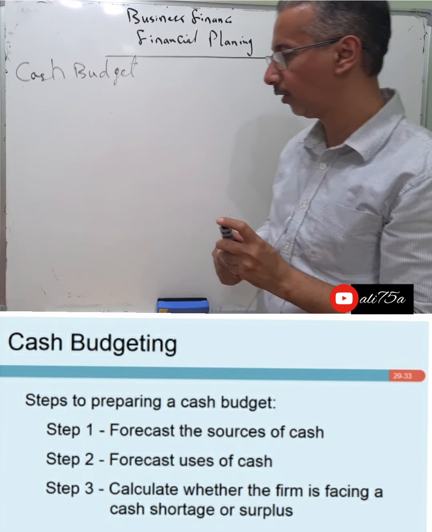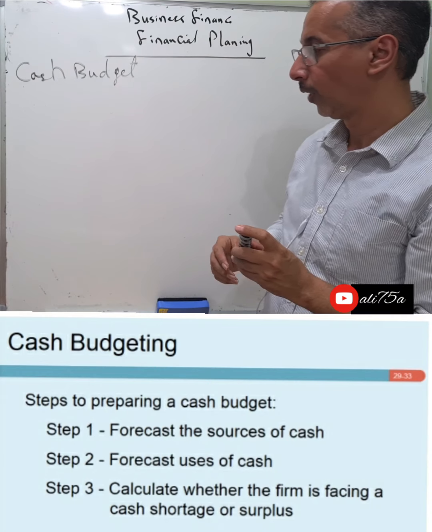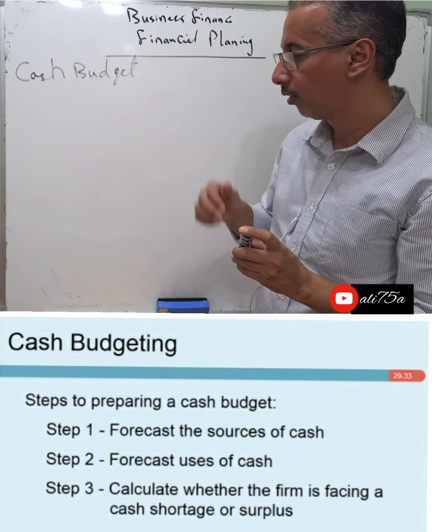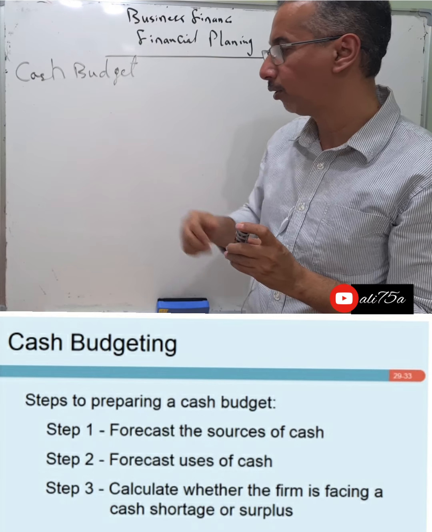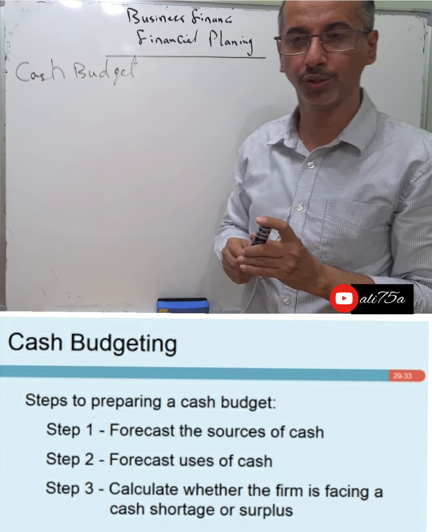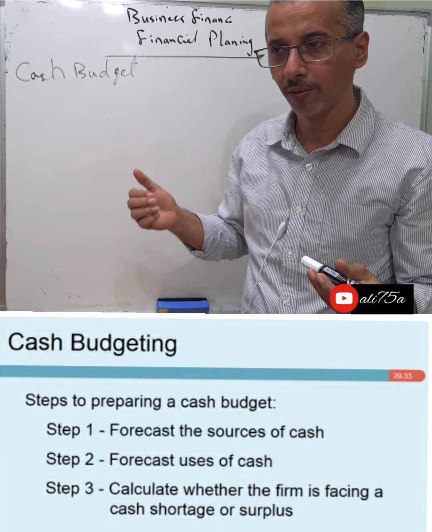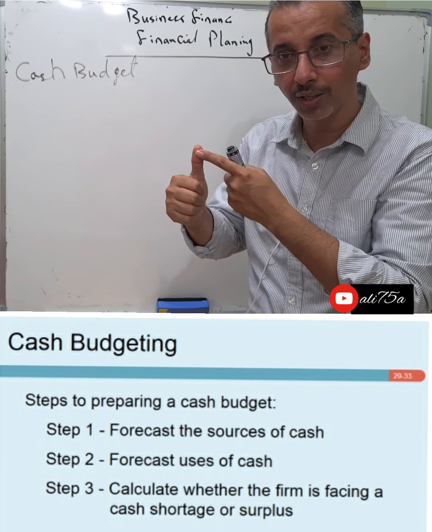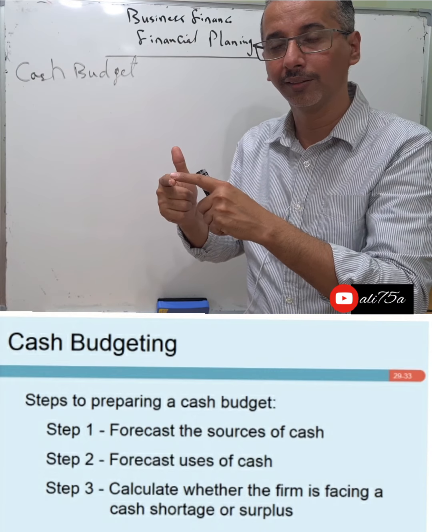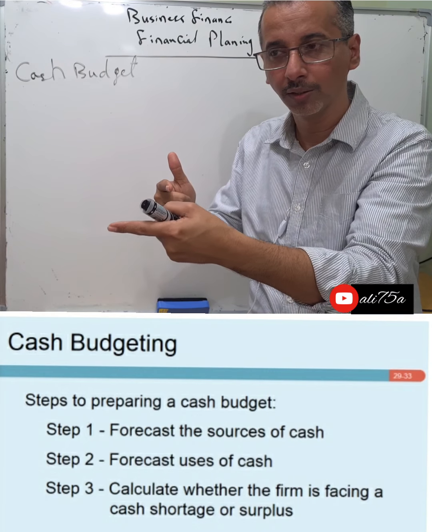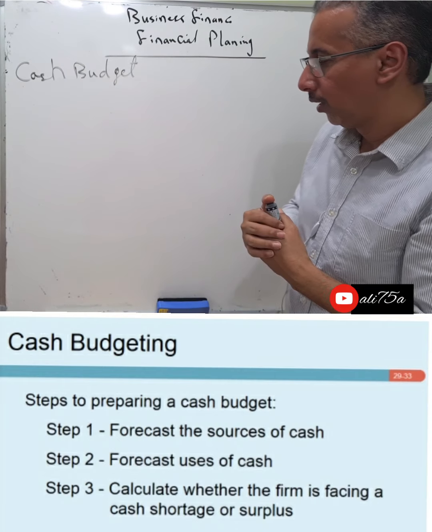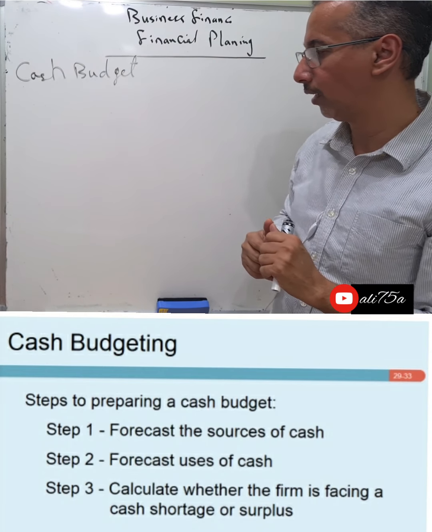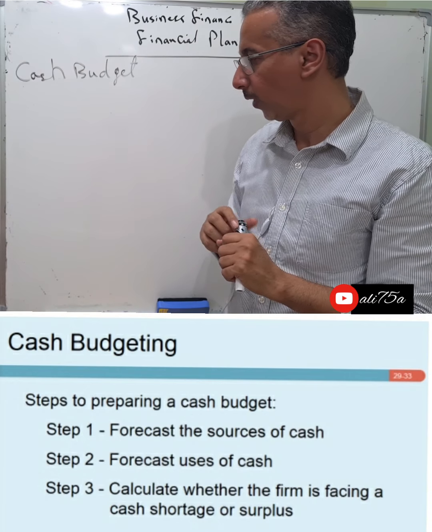So as you can see, there are 3 steps to prepare the cash budget. The first one is estimating or forecasting the source of cash. From where will we collect the cash? From our cash sales, or collecting the credit, the accounts receivable, from our customers. That is forecasting the sales or the cash.